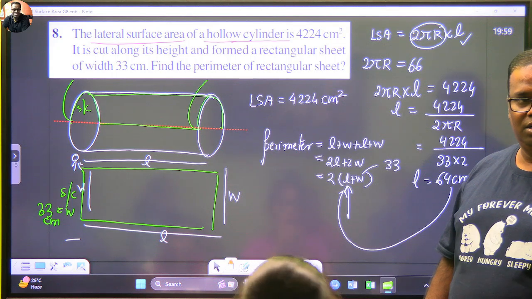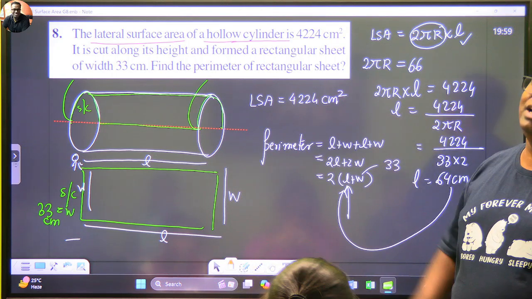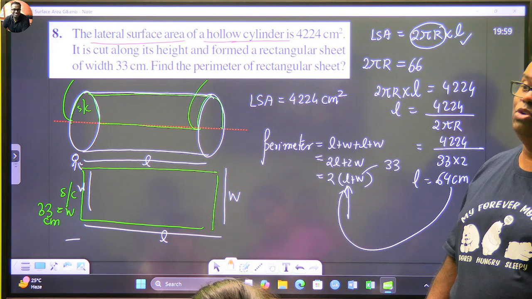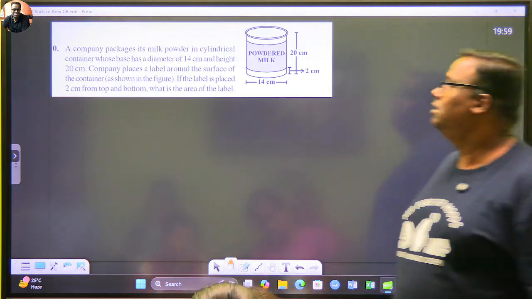ठीक है? Revision is done to give you an idea so that you go home and do the problems, which you will not do. Next.